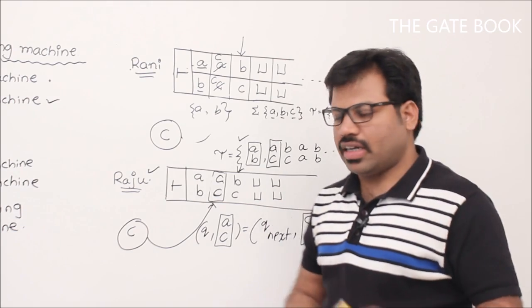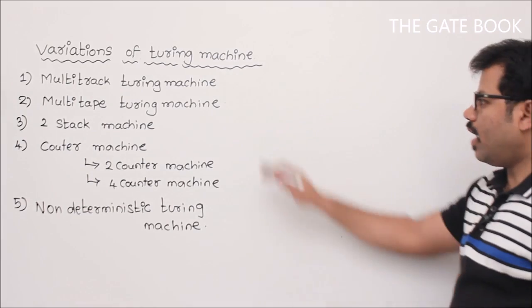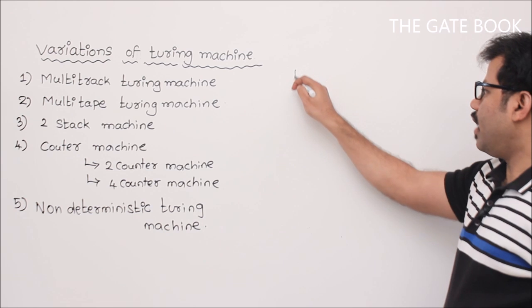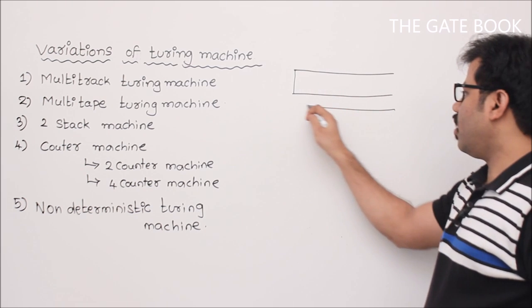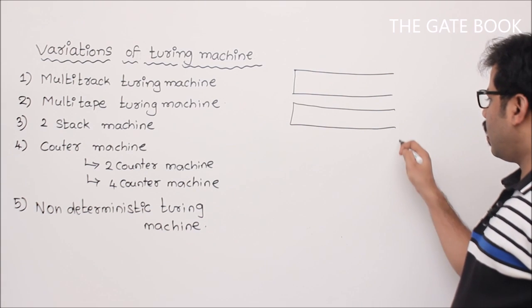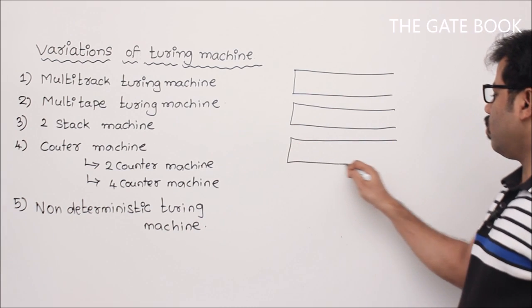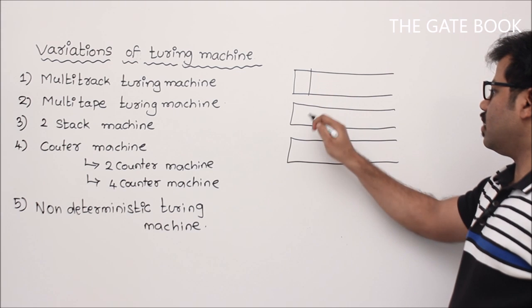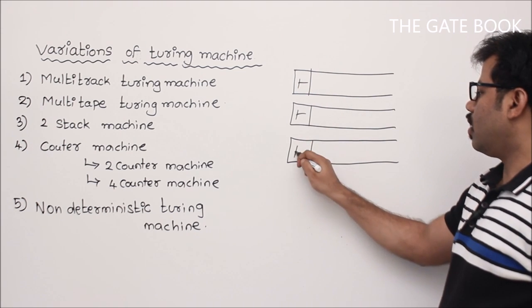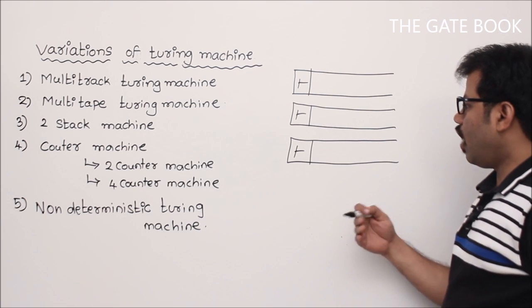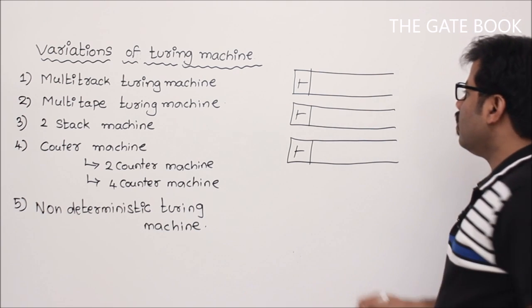Let me define what is multi-tape Turing machine. In multi-tape Turing machine, you will be having multiple tapes this time. So you have tape 1, tape 2. Let me take another tape, tape 3. So you have multiple tapes. Everything is a semi-infinite tape. This is left hand marker. Now it looks like we have lot of power. We will see what happens.